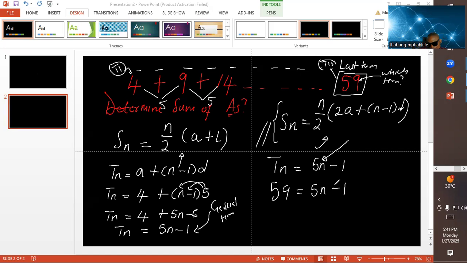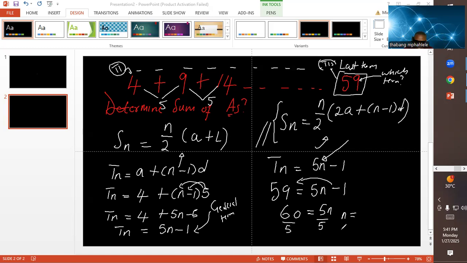I'm going to take negative 1 to the other side. It's going to be 59 plus 1, 60 equals 5n. Divide both sides by 5. Therefore, n equals, how much is 60 divided by 5?